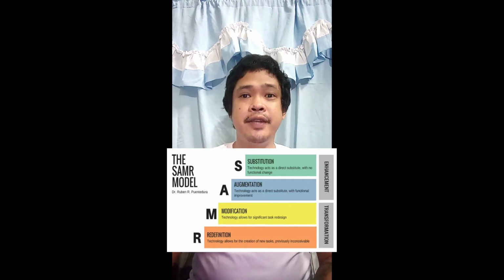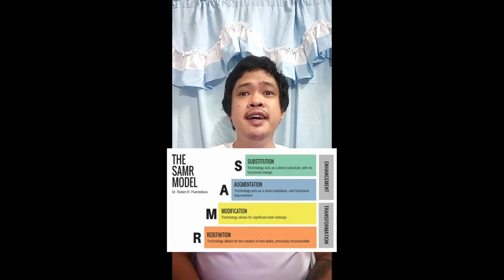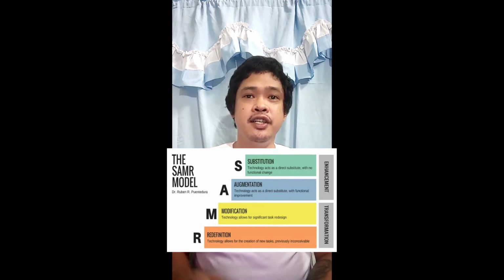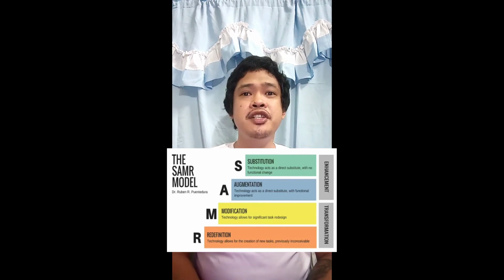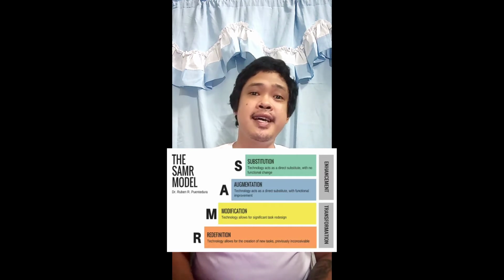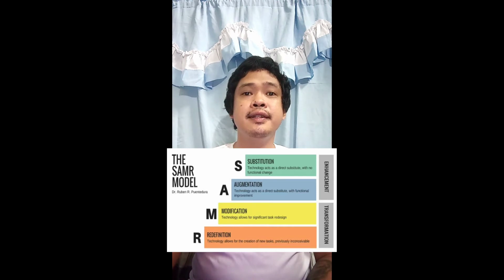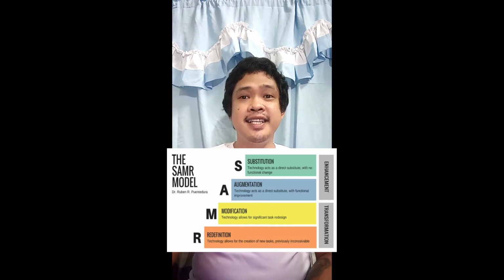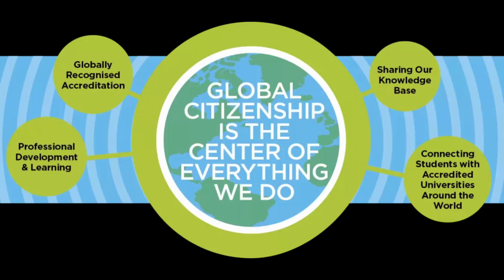For example, the S for substitution: technology acts as a direct substitute with no functional change. The A for augmentation: technology acts as a direct substitute with functional improvement. And the M for modification: technology allows significant task redesign. And the R for redefinition: technology allows the creation of new tasks previously inconceivable.